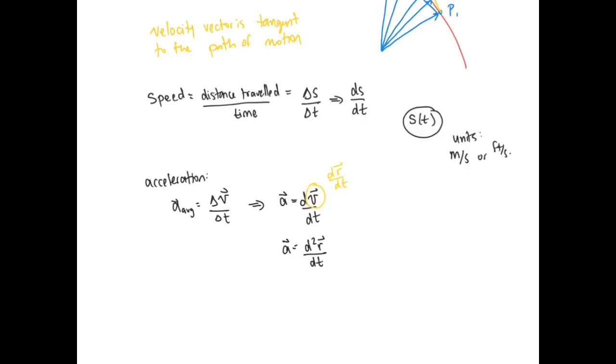The direction for the acceleration vector is a little bit more complicated. It's not just tangent to the path of motion, and we'll get into that in a little bit more detail when we do curvilinear motion, because that becomes a lot more important then. But in the meantime, the units for acceleration will be meters per second squared or feet per second squared.